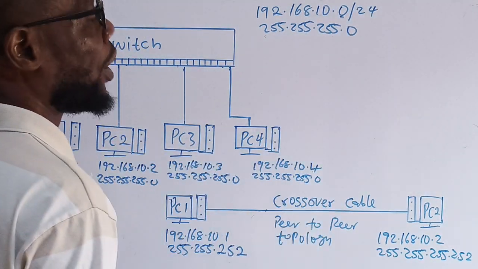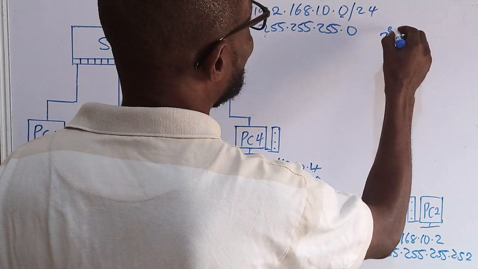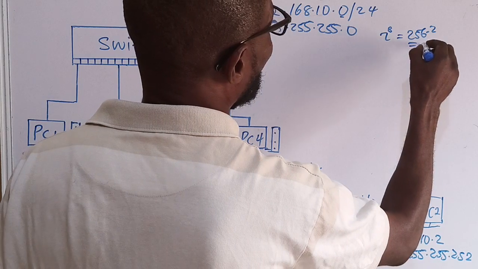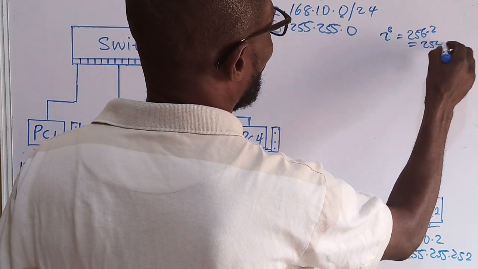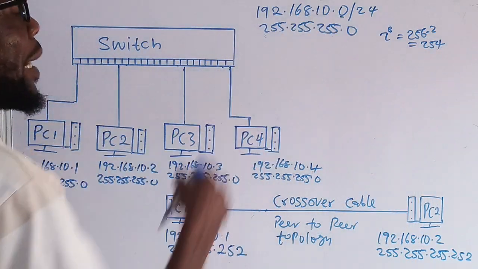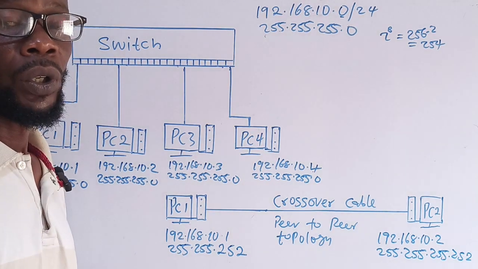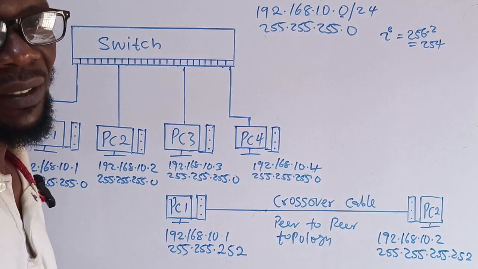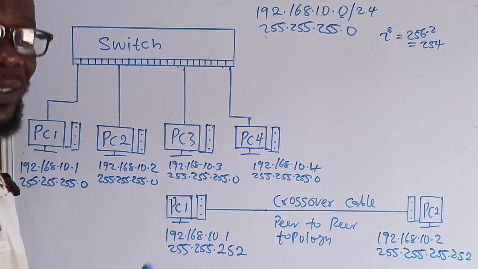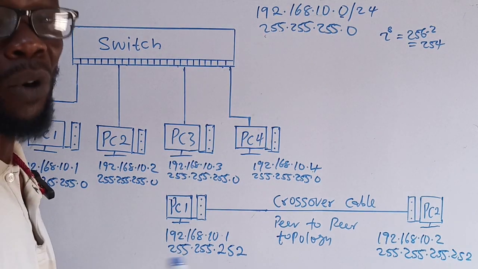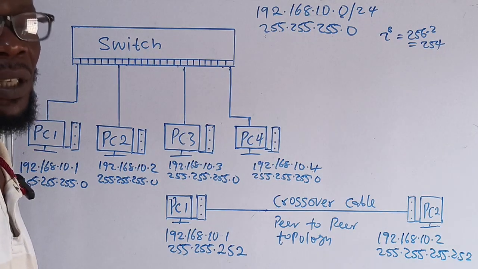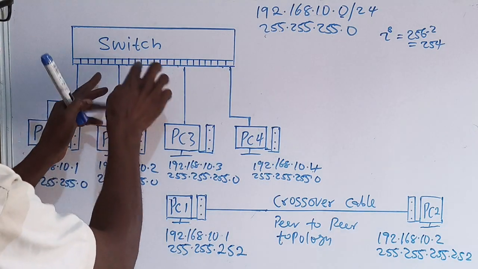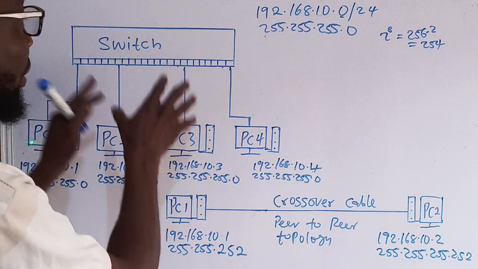So if you say 2 power 8, which is equal to 256, minus 2, you have 254, which means this network can give you about 254 valid IP addresses, which means you can assign about 254 computers with IP addresses connected to the same network. So now look at this network. It's connected to this switch now. You have the same network.